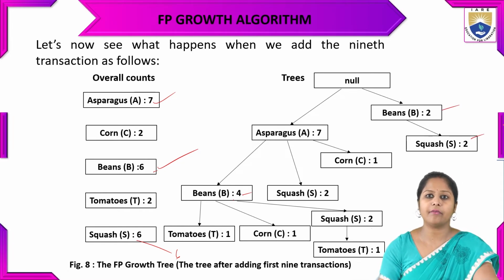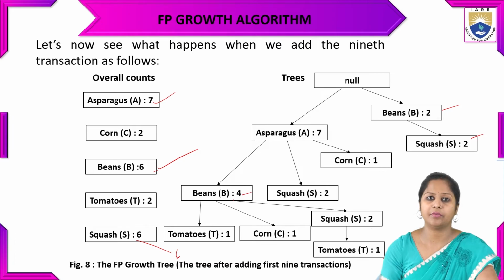So like that, that is the final FP tree made of the 9 transactions, which have the 5 different items: asparagus, squash, tomato, beans, and corn.